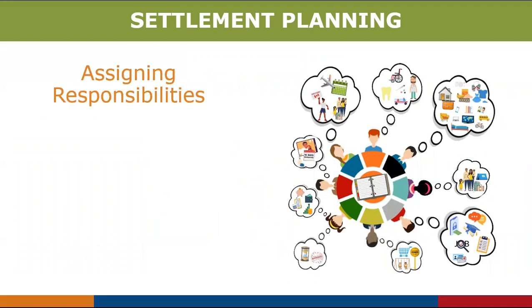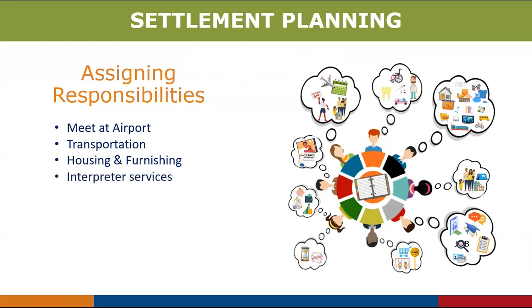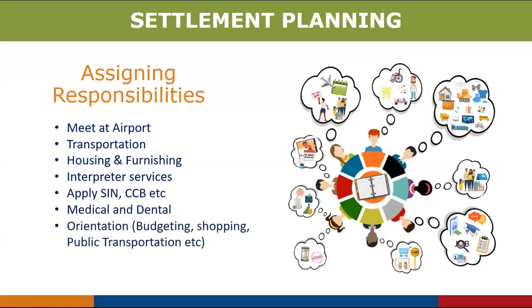So the settlement plan requires sponsors to name specific people who have been assigned to carry out the various settlement responsibilities, such as meeting at the airport, transportation, teaching the newcomers how to get around using public transport, housing, looking for affordable housing and finding furnishings, arranging for interpreter services, applying for the SIN number or the Canada Child Benefit and things like that, arranging for medical appointments and dental appointments, giving an orientation, so helping to teach the newcomers about budgeting, shopping, and public transportation.